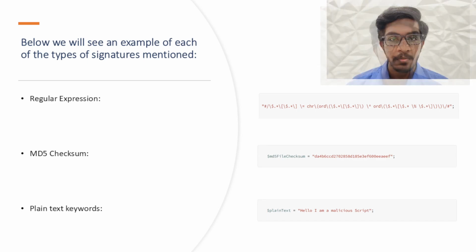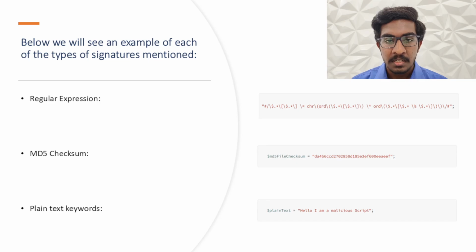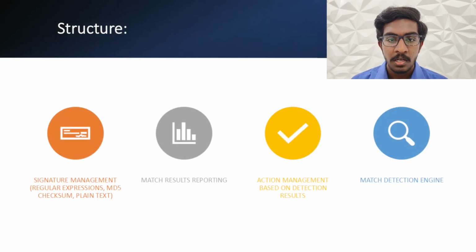The structure of the malware signature is as follows. The signature management is the first step, in which the regular expression, the MD5 checksum, and plain text are written, and these are matched and made into a report which is sent to the third step, known as action management. Here there is a set of predefined rules which are matched with the current exception, and finally the engine decides whether to execute or halt this process.